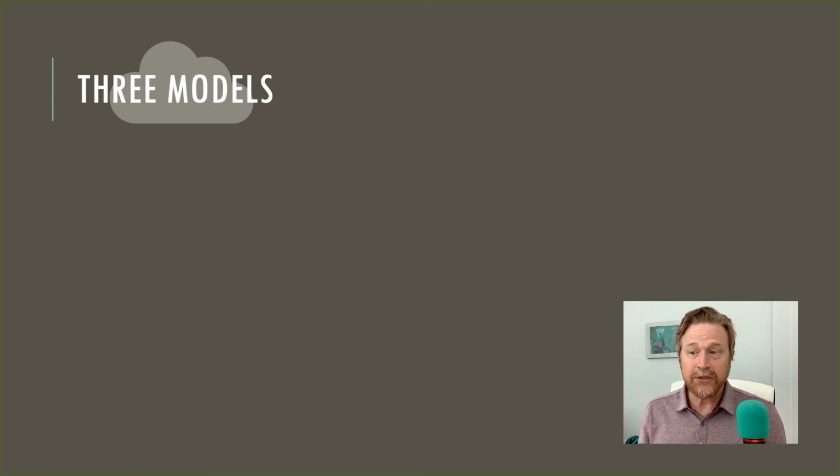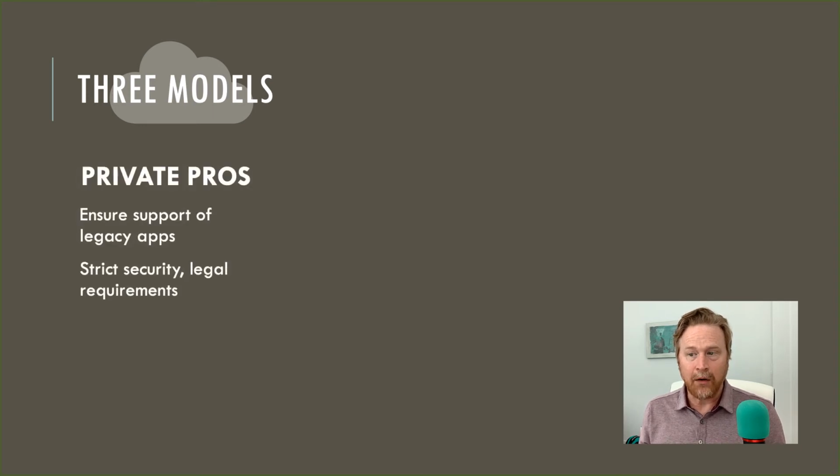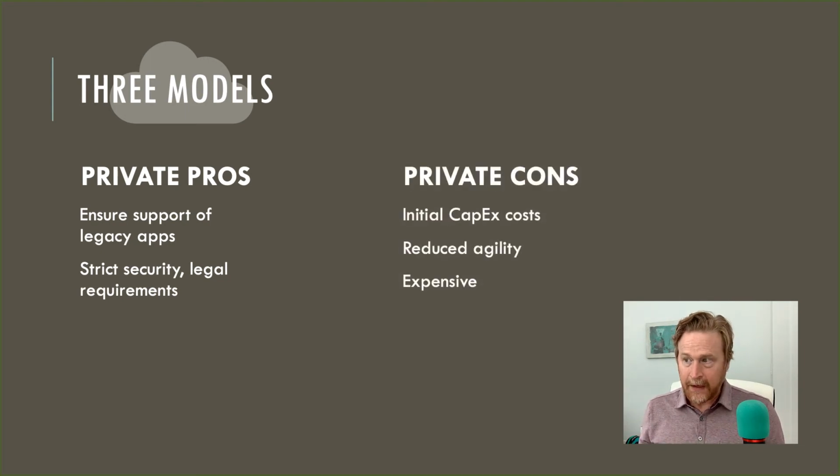Now, in terms of some of the pros and cons of the private model, some of the pros include support of legacy apps and the meeting of strict security and legal requirements that can go along with rolling your own cloud, as it were. Some of the cons is that if you are building your own cloud, you're doing what Microsoft is doing with Azure or Amazon is doing with AWS, well, then guess who's got those initial CapEx costs? Guess who's got to go out and buy 100 servers or 1,000 servers to set up your cloud infrastructure? So you have initial CapEx cost.